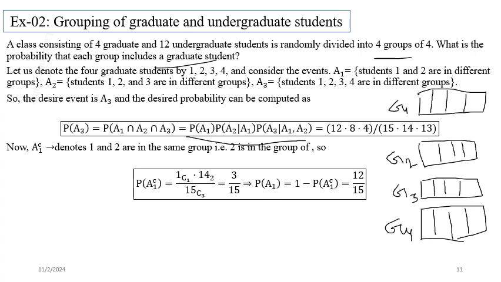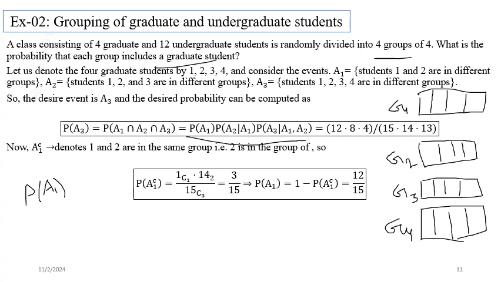This one is one approach, just based on the principle of counting. So I am asking to compute the probability of A1. How will we compute it? In the denominator, how many options are there? A1 says students 1 and 2 are in different groups. So student 1 is here. How many vacant places are there for student 2? If student 1 is in group 1, how many options are there for student 2? 3 places in group 1, so there are 12 options.